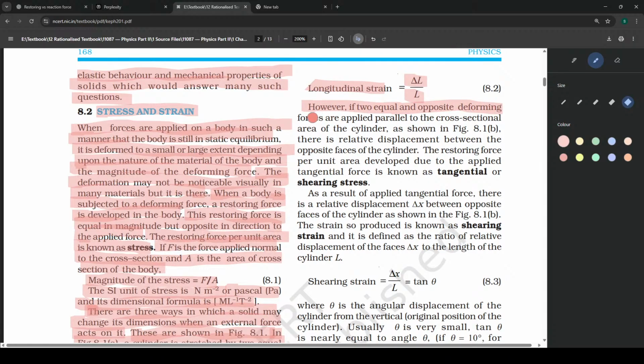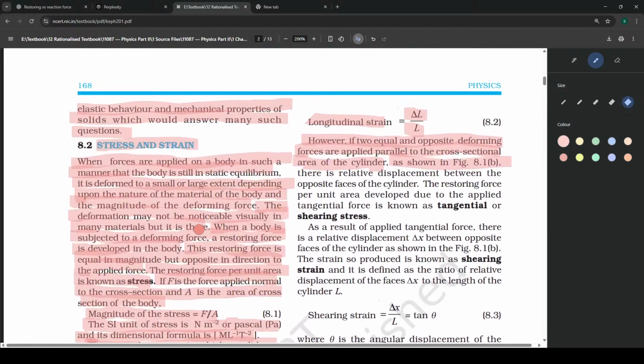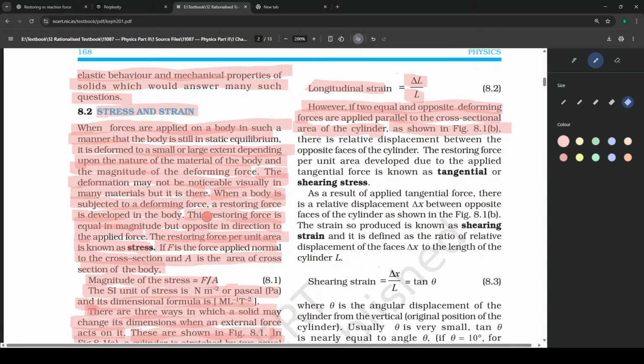However, if two equal and opposite deforming forces are applied parallel to the cross-section area of the cylinder as shown in figure 8.1b, here the forces are applied not normal to the area of the cylinder but parallel to the area or surface of the cylinder. Then there is a relative displacement between the opposite faces of the cylinder. The restoring force per unit area developed due to the applied tangential force is known as tangential or shearing stress.